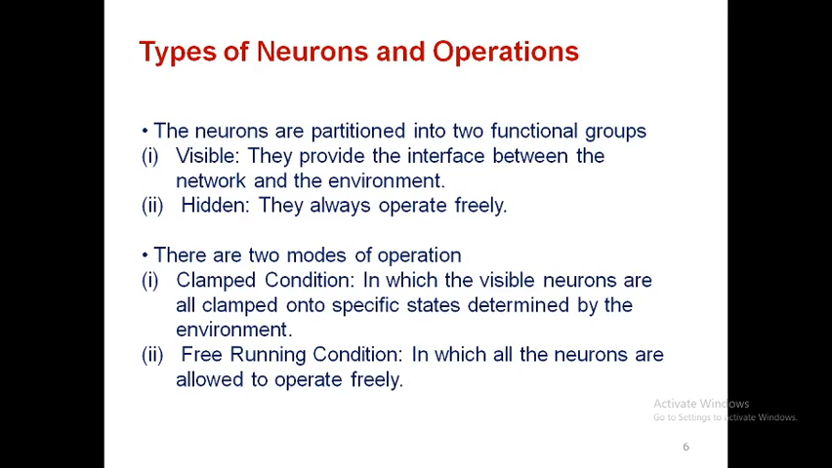So what are the types of neurons and operations in this Boltzmann learning rule? The neurons are partitioned into two functional groups: visible neurons and hidden neurons. The visible neurons provide the interface between the network and the environment. The visible neurons are the input neurons as well as the output neurons. But there are hidden neurons also. Those hidden neurons are not exposed to the environment. Only the visible neurons, the input and output neurons, have an interface with the environment. That's why those are called visible neurons. And the second group is hidden neurons. They always operate freely.